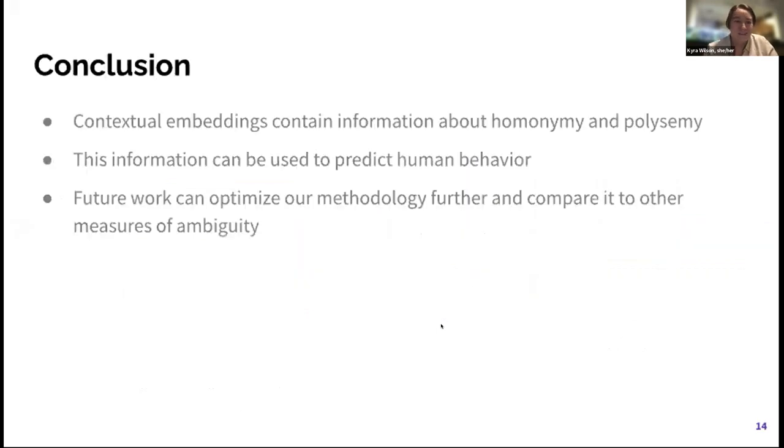So that was a lot, but just overall, we've shown how contextualized word embeddings can contain information about homonymy and polysemy, and how that information can be used for the study of human language processing. We think that future work can continue to use this methodology while also investigating how to optimize it further and comparing it to additional measures of ambiguity.